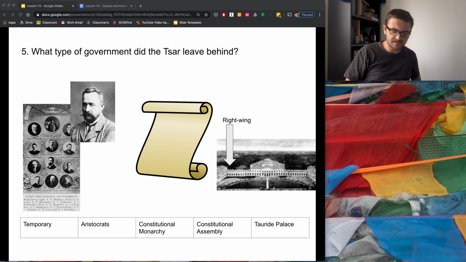Okay, fantastic. I'll talk you through it then. So, the Tsar Nicholas's brother, Mikhail, as I said, rejected this offer of the position of regency, and he decided to give up the political authority given to him by Tsar Nicholas, and he gave that authority to a provisional government. And this provisional government was put together in a very rushed manner.